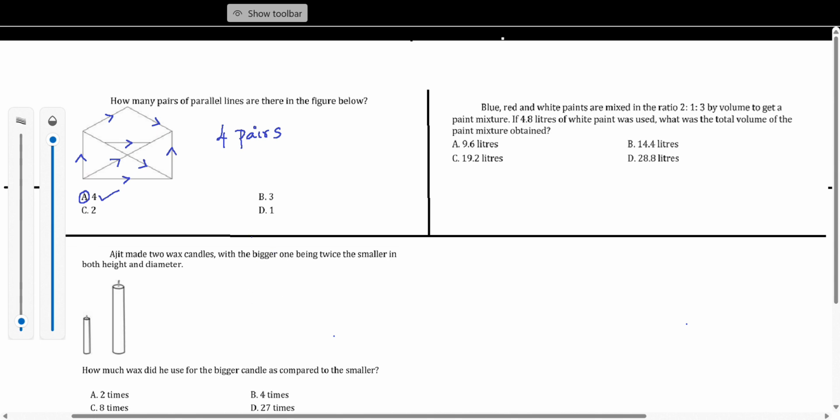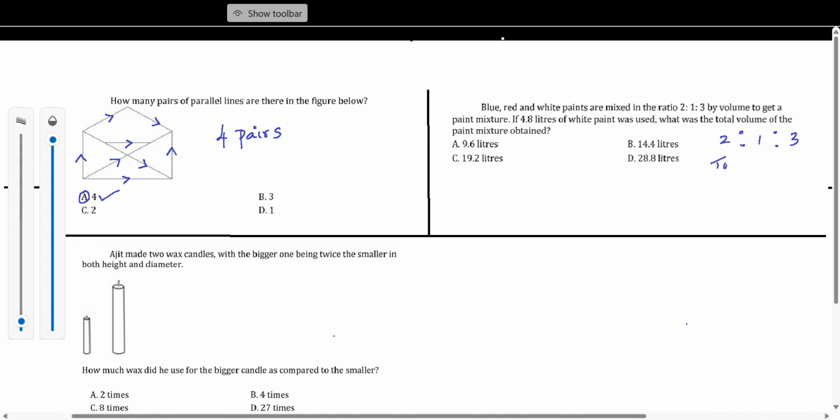So now going to the question on the right. Blue, red and white paints are mixed in the ratio 2:1:3 to get a paint mixture. If the white paint used was 4.8 liters, they want us to find out the total volume of the paint. So in ratio proportion, we know these are the individual ratios.